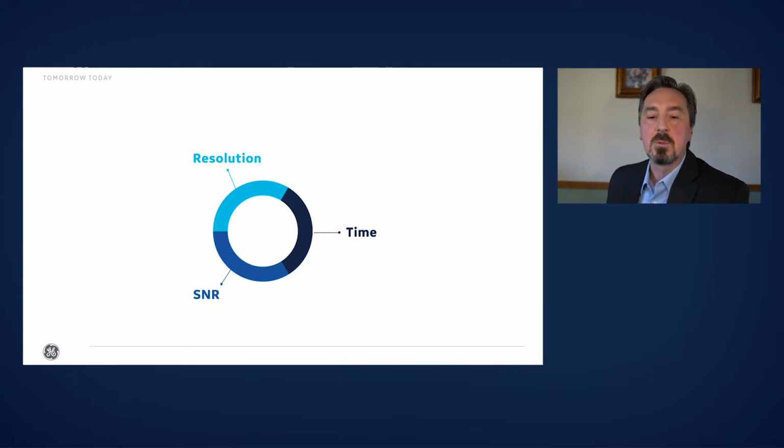Typically, the better you make one, the worse the other two get, and every imaging facility deals with this balance differently, some placing more emphasis on higher spatial resolution, others on lower scan times. None able to have it all simultaneously. This balancing act is the dilemma of today's conventional MR image reconstruction.